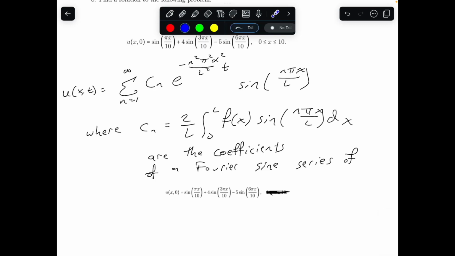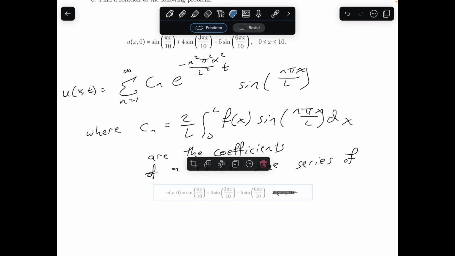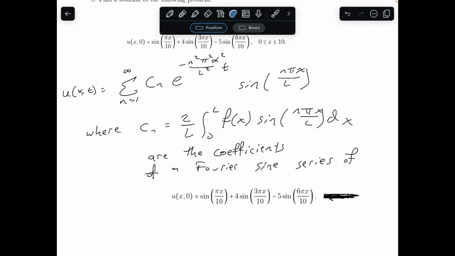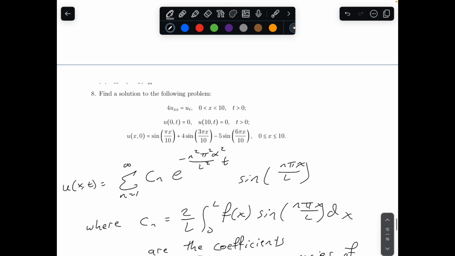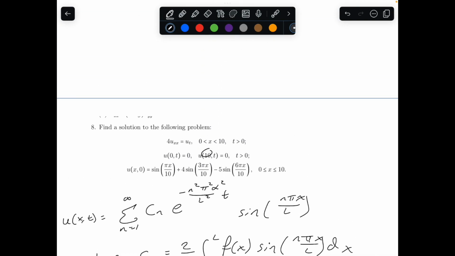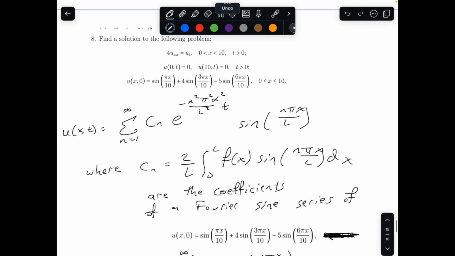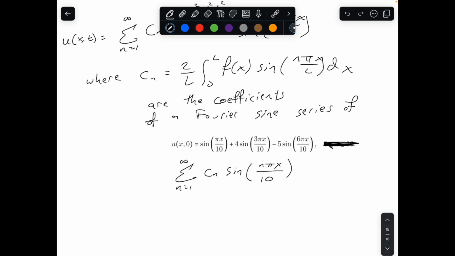Yeah, it's literally just the coefficients of this Fourier sine series right over here. But what is a Fourier sine series? A Fourier sine series is writing this function as a sum from 1 to infinity of Cn times sine of n pi x over L. In this case, L is given to be 10. The L is showing up in all these places, right? So L is 10 in these cases.